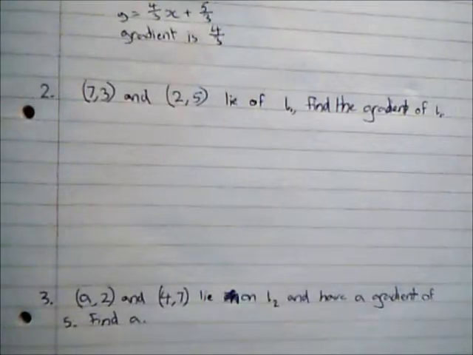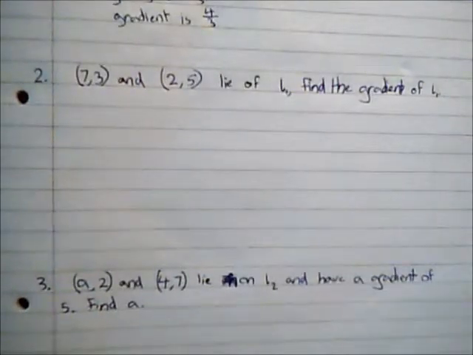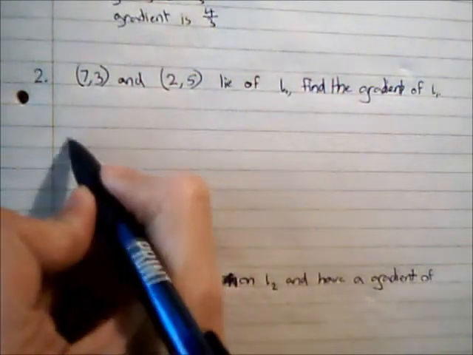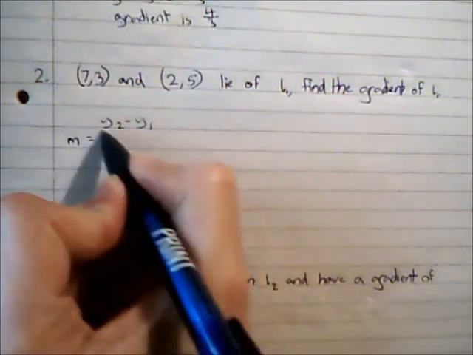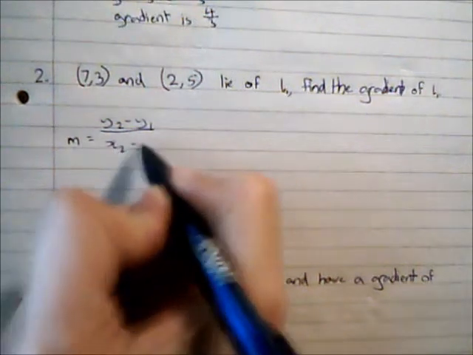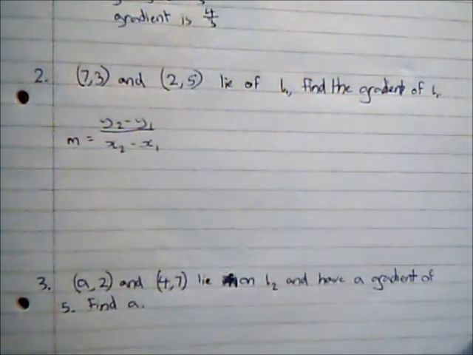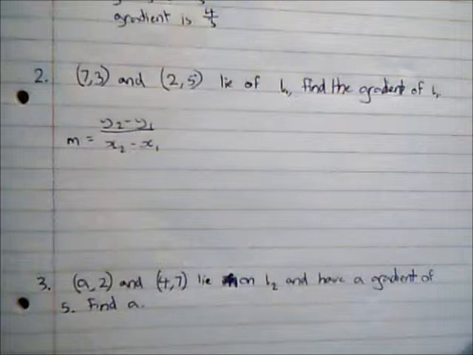In this second question I've got a pair of coordinates and I'm told they both lie on the line L1, and I want to find the gradient of L1. So in order to find the gradient, I'm going to use this formula, which is m = (y2 - y1) over (x2 - x1). So it's the rate of change of y with respect to x, so the steepness of the line is what this is going to tell me.